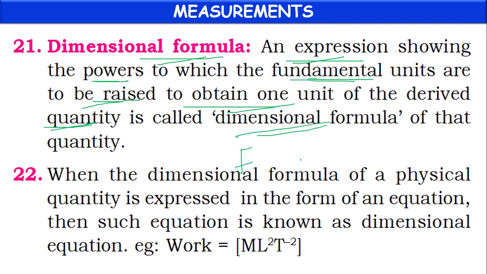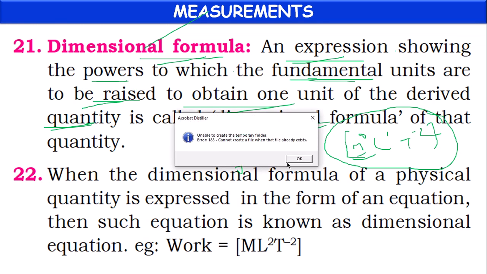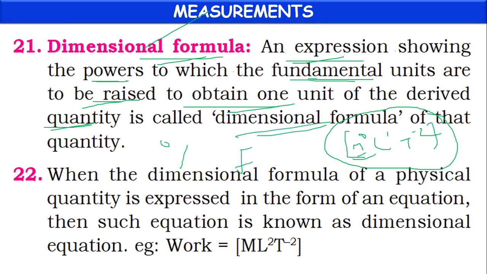Suppose force. Dimensional formula of force is M1 L1 T minus 2. This total expression enclosed in square brackets is called dimensional formula. Dimension means the dimensions of mass are 1, the dimensions of length is 1, the dimensions of time is minus 2. They are different. Dimensions are only the powers. Dimensional formula means the whole expression which is equal to force.